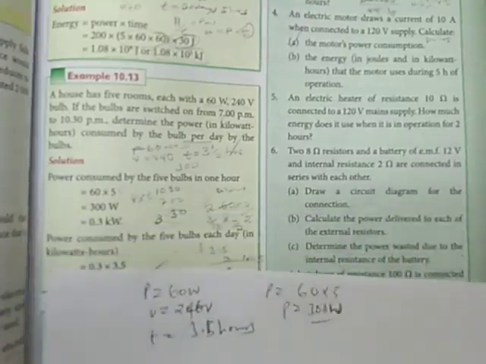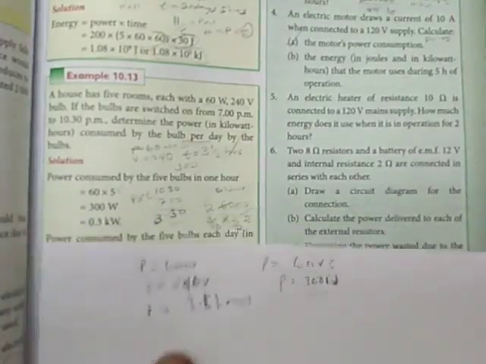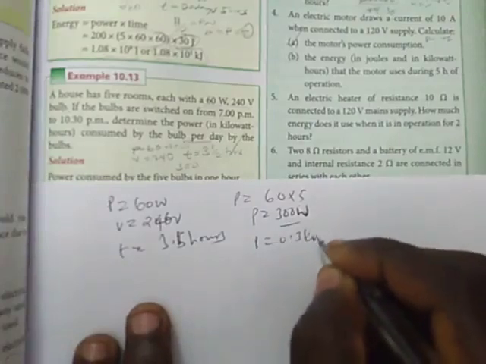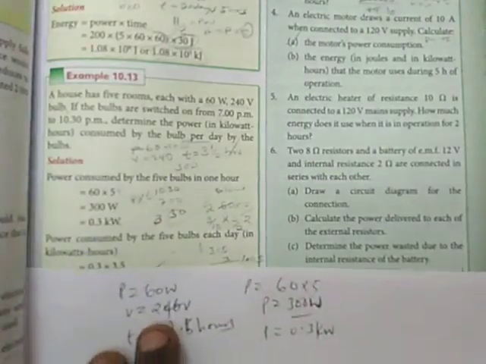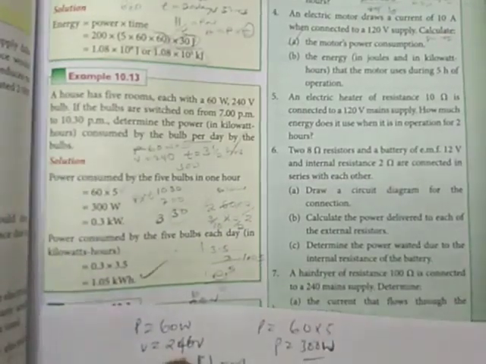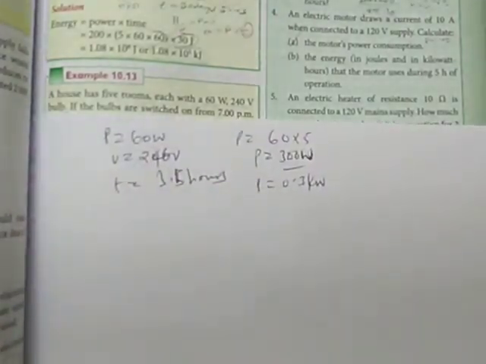Lakini tukishazungumzia 300 watt au 0.3 kilowatt, hii itakuwa ni 0.3 kilowatt kwa sababu elfu haijafika. Tukishazungumzia power consumed by 5 bulbs each day in kilowatt hour, kilowatt hour manake tunazidisha na zile hours. Kilowatt hour. So tuna take time, tuna multiply pale katika kilowatt hour.